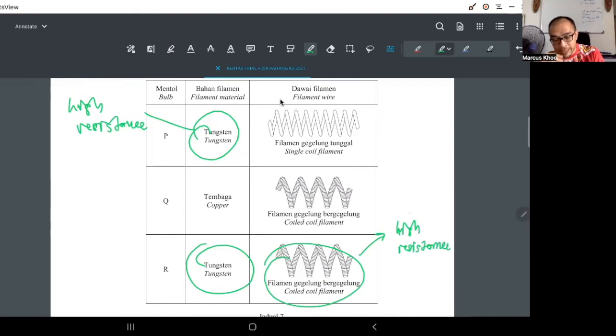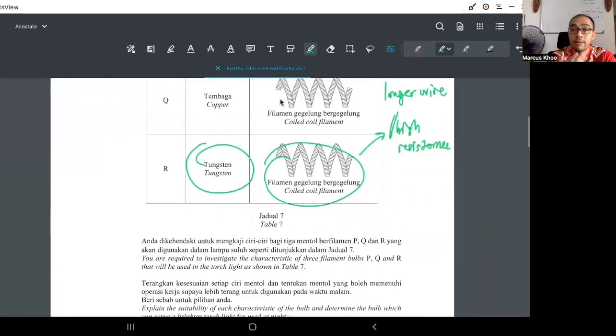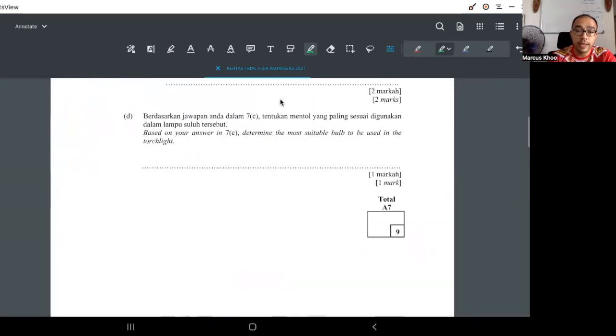Okay, you can also say longer wire. Okay, longer wire or high resistance. So all this contributes to why the filament will be brighter. So obviously in this case, the best choice will be R. Okay, best choice is R.